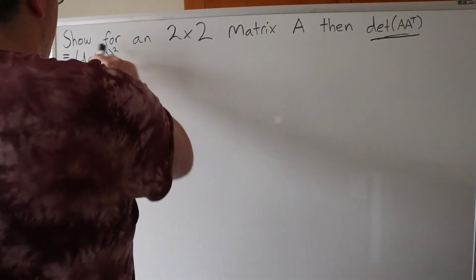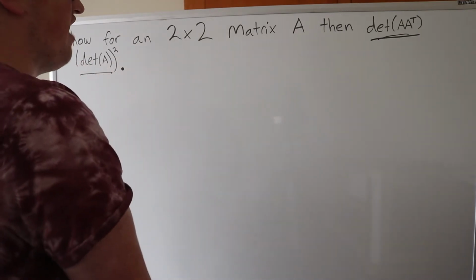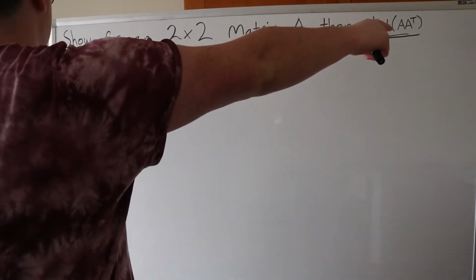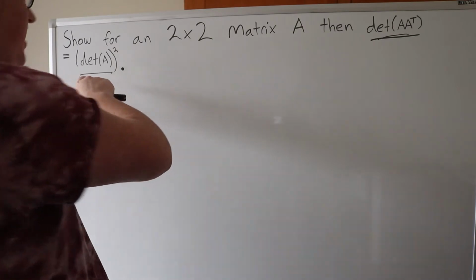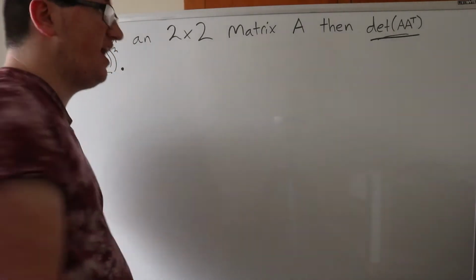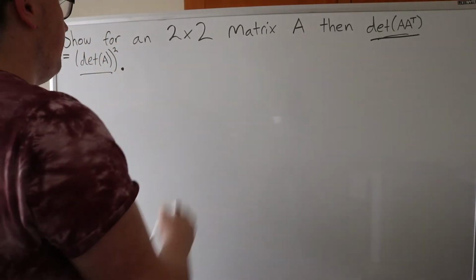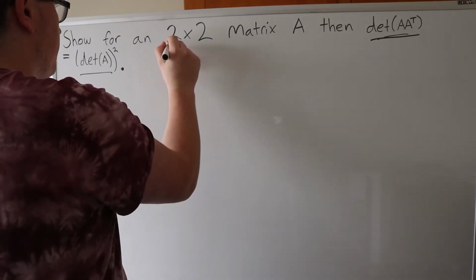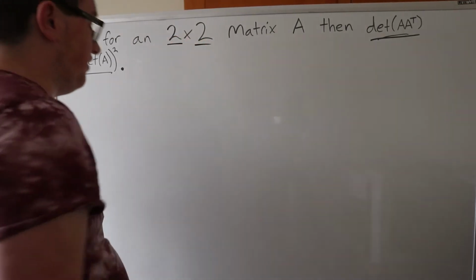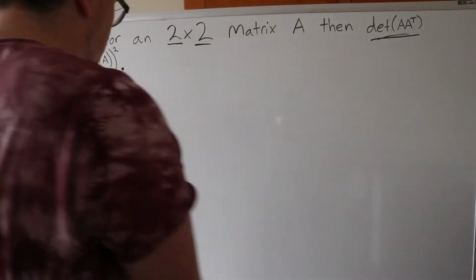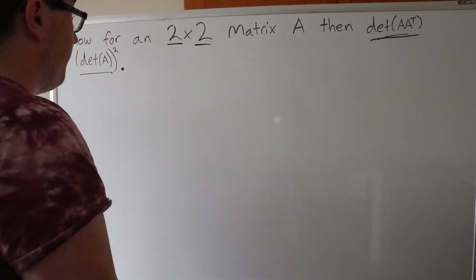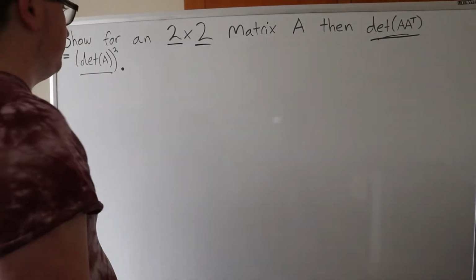So today we are going to show that for a 2x2 matrix A, det A transpose is indeed equal to det A squared. And we are going to make a general consensus here, and in another video we will find a solution for the n by n matrix and see if that can stand. In fact it can, but we will prove it.